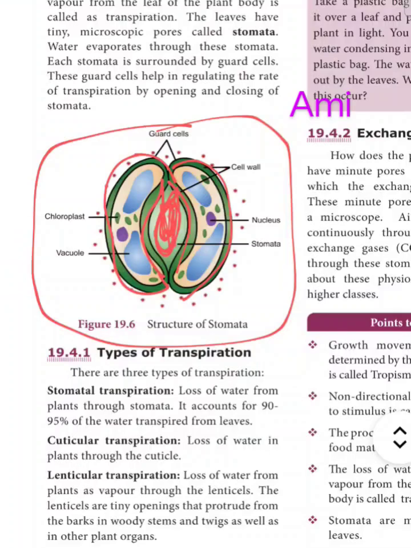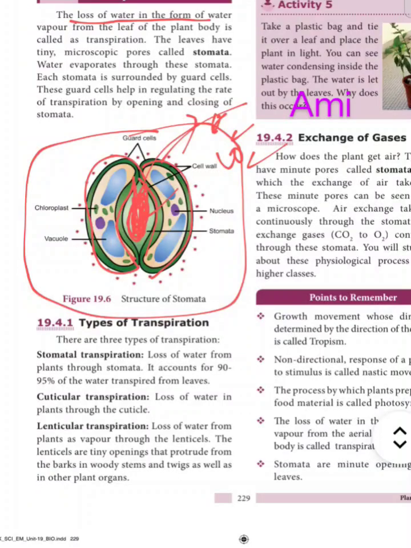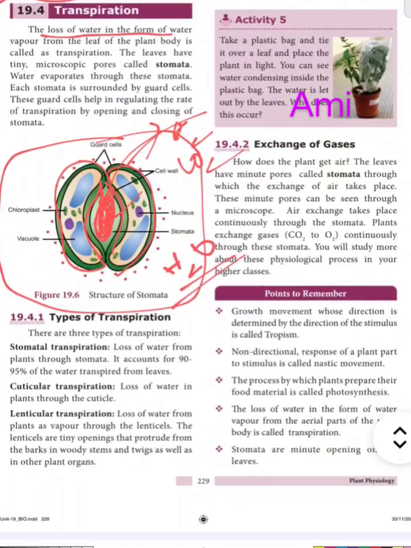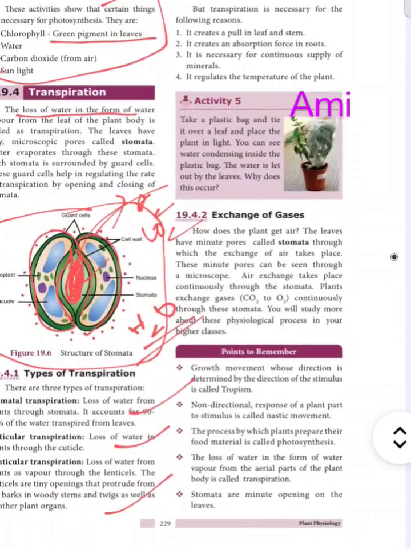This stomata is responsible for the exchange of O2 and CO2. It releases O2 and takes in CO2, and it is also responsible for the transpiration process, where it releases water molecules to the atmosphere. Transpiration can take place through stomata and also through cuticle and lenticels. There are three types of transpiration.